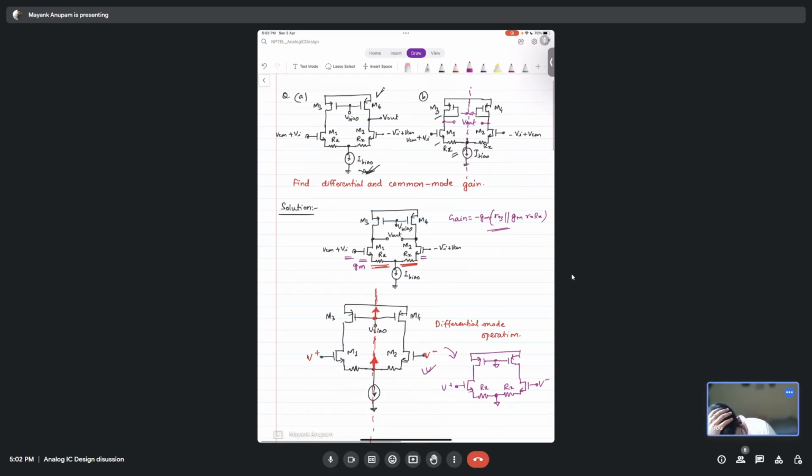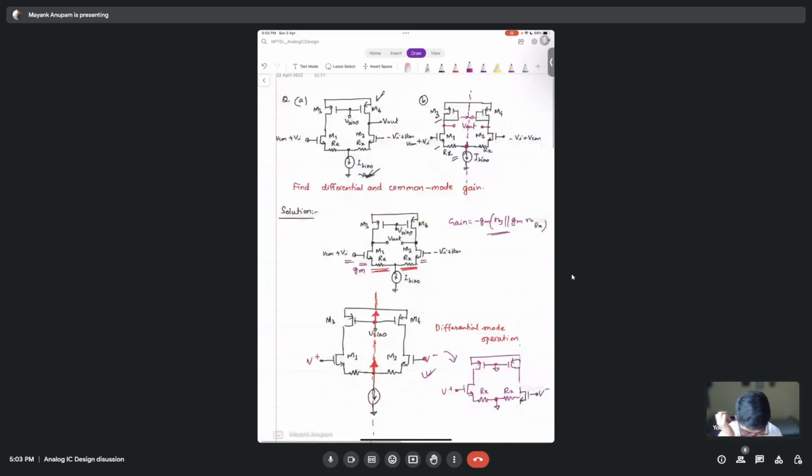Tell me. What will happen to this terminal? Both are symmetrical, sir. First we find out M1, first side V plus and second side, and then we will find out the gain. That's the procedure.